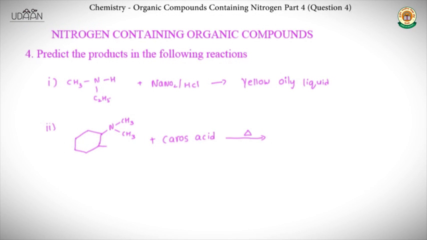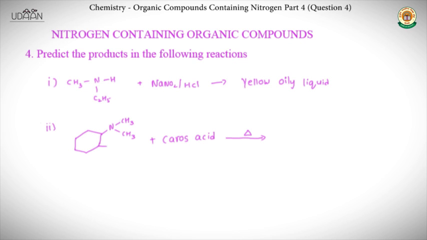After completing the third question, let us move on to the fourth question where we are asked to find out the products in the following reactions. In the first one, you are given a secondary amine and you have treated that with NaNO2 in the presence of HCl. You are told that you have obtained a yellow oily liquid and you are asked to find out what that liquid is. In the second reaction, you are given a tertiary amine with a cyclohexane ring and a methyl group attached to it, and you have treated that with Caro's acid. Later you have heated it and you are asked to find out the product of it.